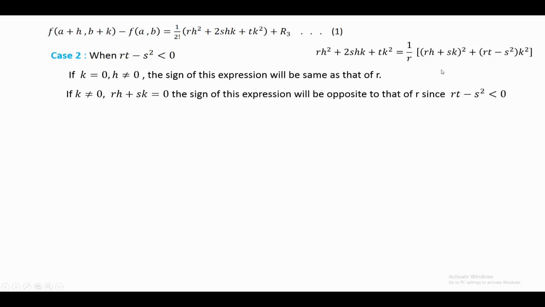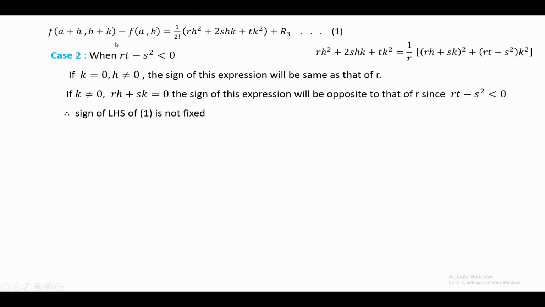If k is not equal to 0 and rh plus sk is 0, the sign of this expression will be opposite to that of r, since rt minus s square is less than 0. Therefore, the sign of the left hand side of equation 1 is not fixed, sometimes positive, sometimes negative. This depends on whether k is 0 or not.